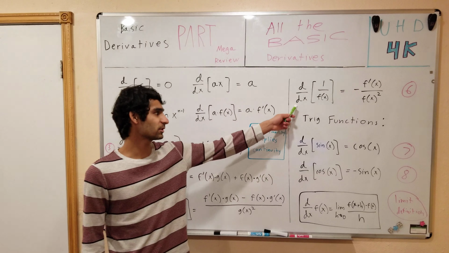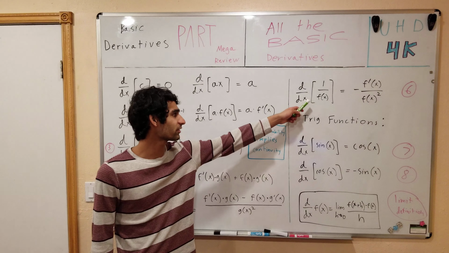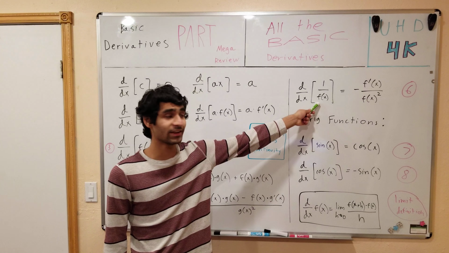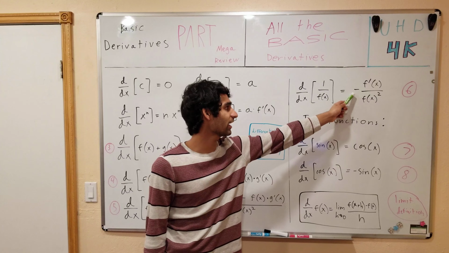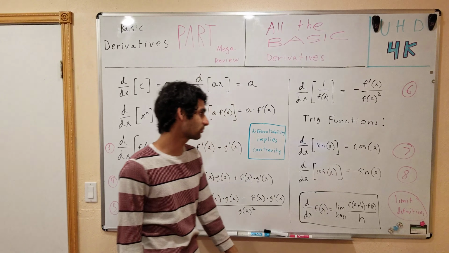Up next is the reciprocal rule. The derivative with respect to x of the reciprocal of a function f of x, that's equal to 1 divided by f of x, is equal to the negative of f prime of x divided by f of x squared.